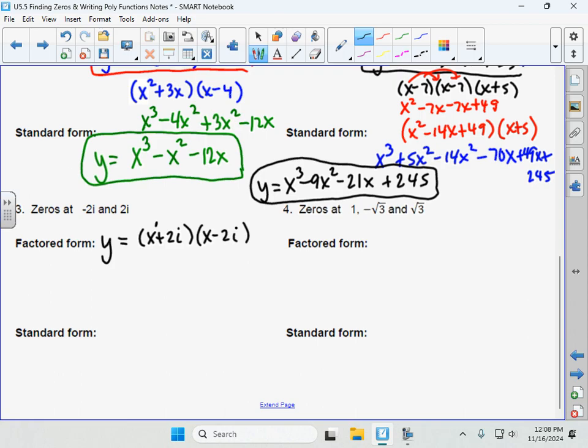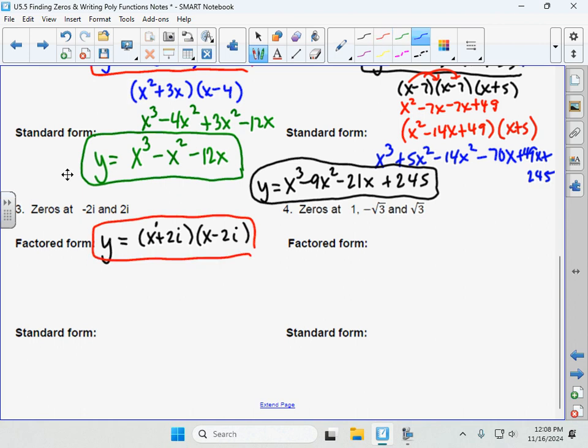All right, so that's fine. You could leave it like that in factored form. You could also multiply those 2 out and write it as a quadratic factor. So it's going to be up to you because you're going to be multiplying these 2 together anyway. This is fine the way it is for factored form.